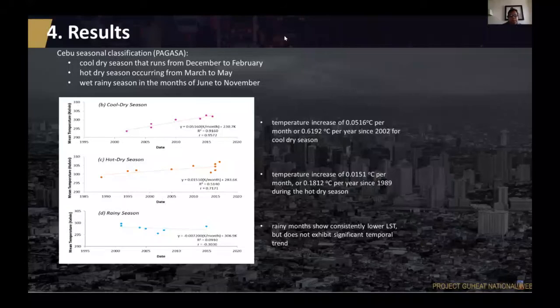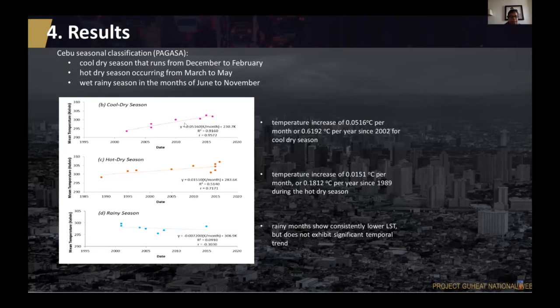Now, we quantify the increase in temperature as the years go by. According to the classification of PAGASA, which I have already mentioned a while ago, there are three seasons in Cebu City, or in Cebu in general: cold dry season, hot dry season, and wet rainy season. As you can see, there is an increase in the temperature throughout the years, even in cold dry season and also in hot dry season. But the increase for hot dry season is not that high.